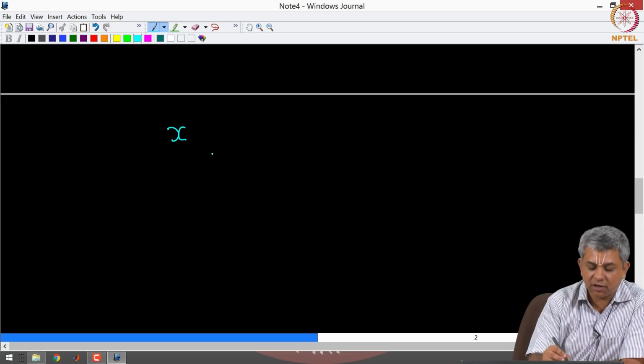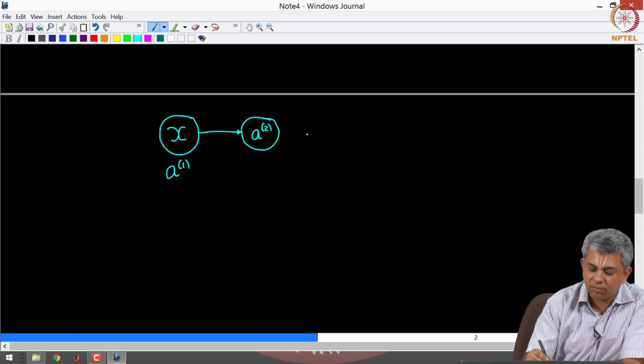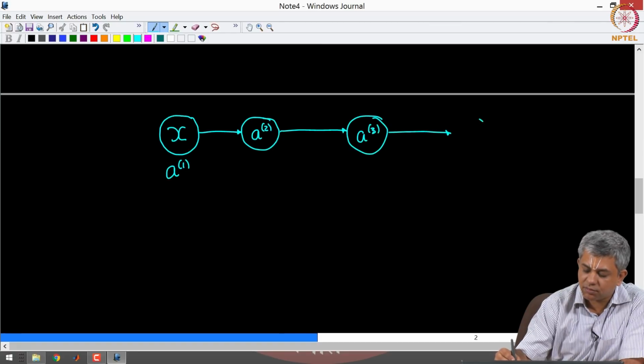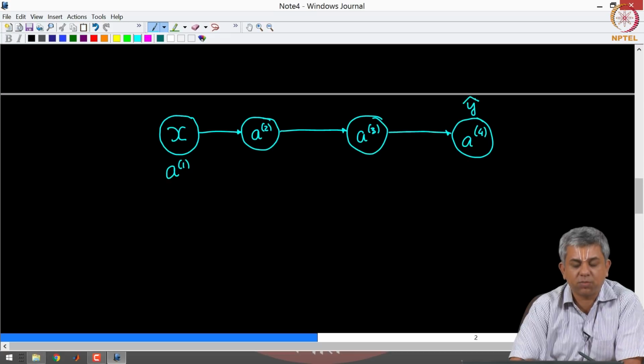I am going to take the same case as before. I had x vector. We can treat this the same as A1. This gave me A2. I had two hidden layers. There is A3 and then there is A4. A4 is the same as y hat. So, please remember this picture.